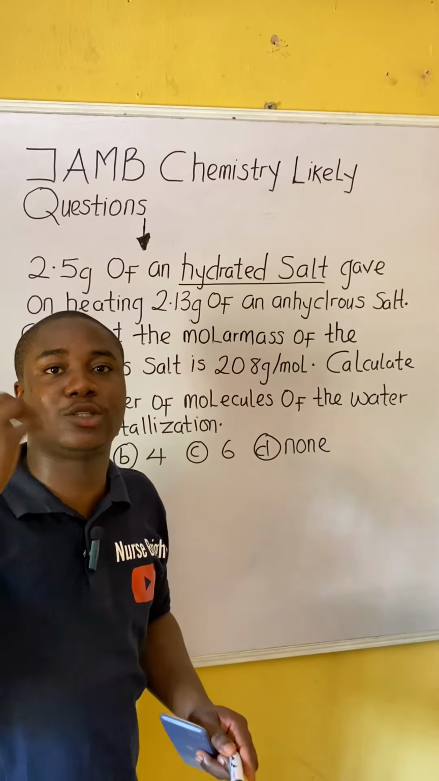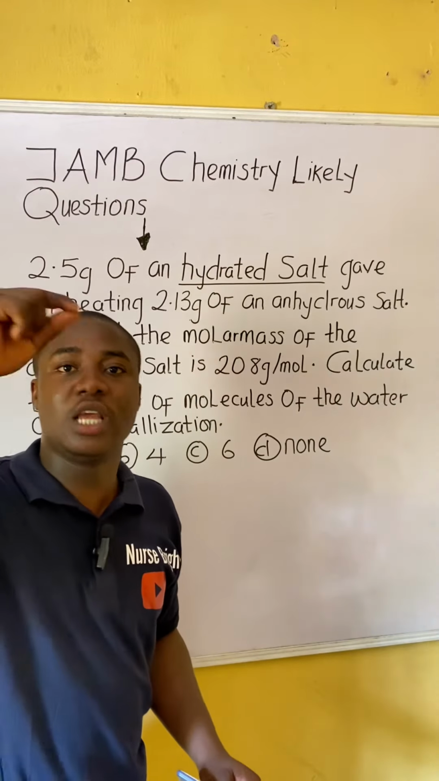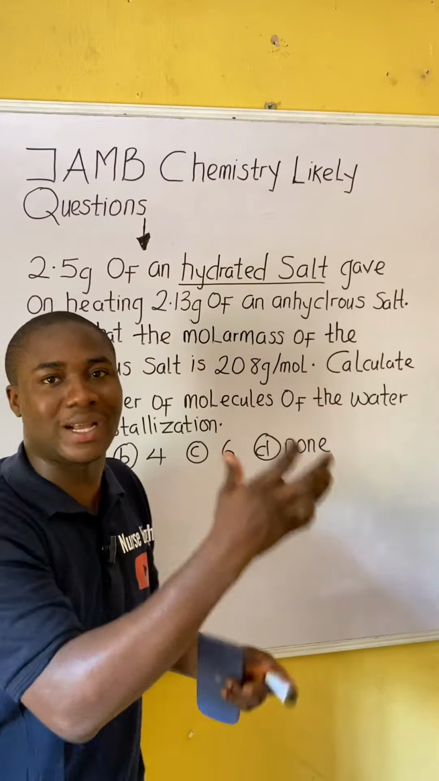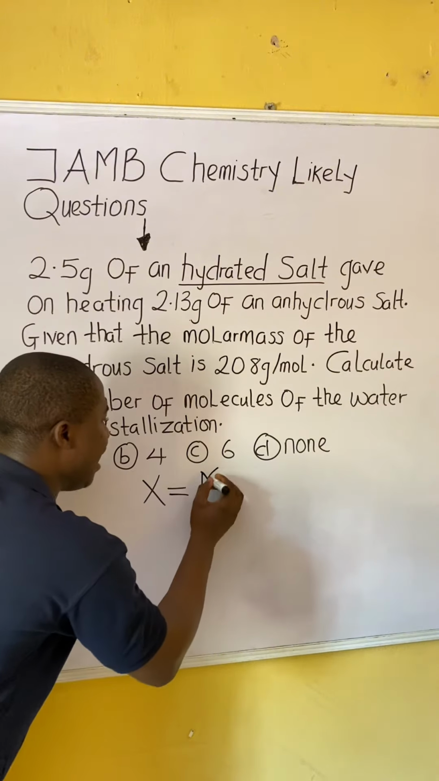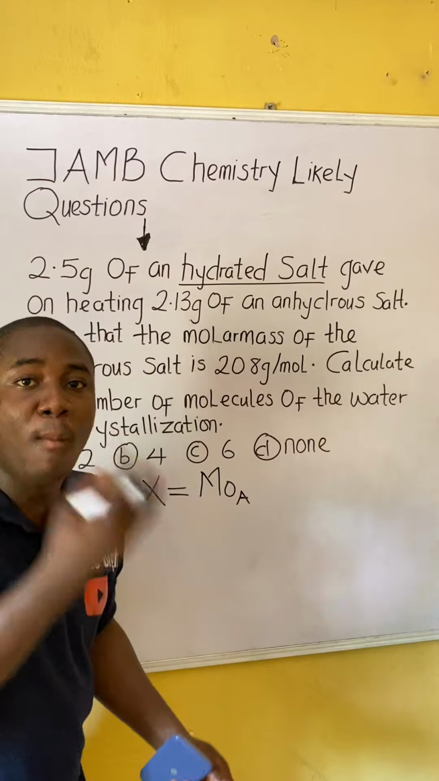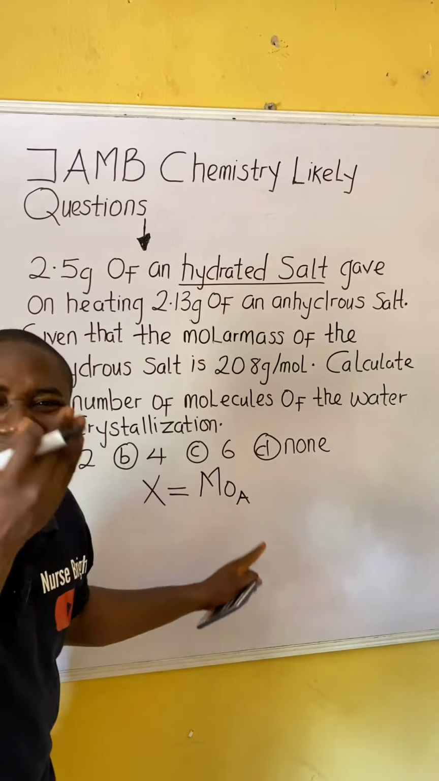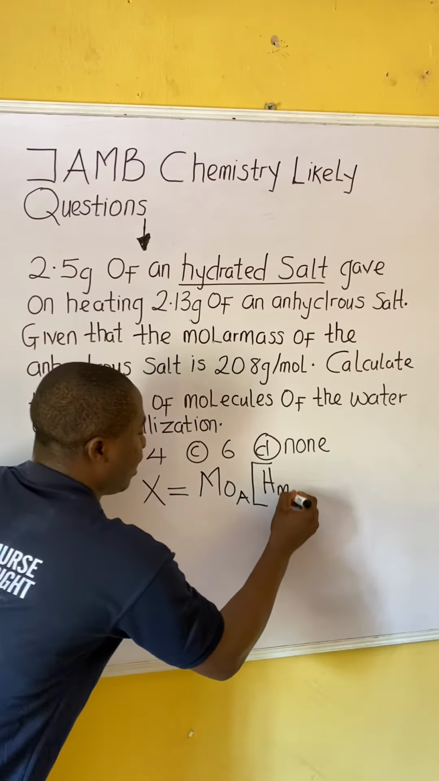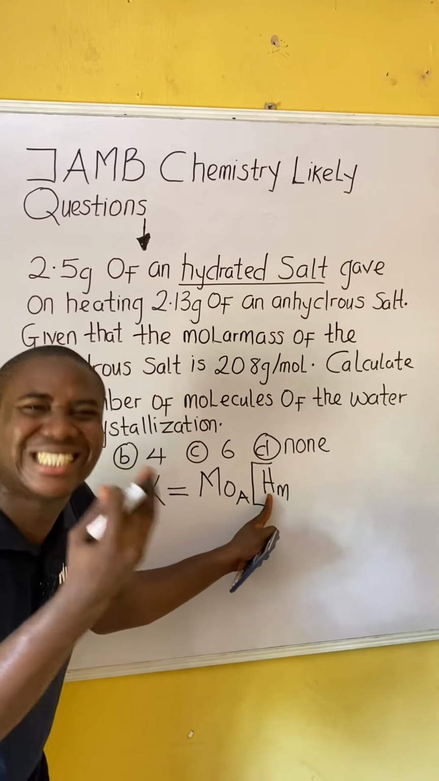Now they are asking us to get X in this question, and let me teach you how to get X. Now this is the formula to determine the value of X, which you are looking for in this question, which is the number of molecules that will be in the water of crystallization that pertains to this question. So X, here is the formula, is simply MOA. I'm going to tell you what MOA means. MOA means molar mass of anhydrous salt. I believe you can see A here, anhydrous salt. You open a big bracket and write HM here. What does HM mean? HM simply means mass of hydrated salt.